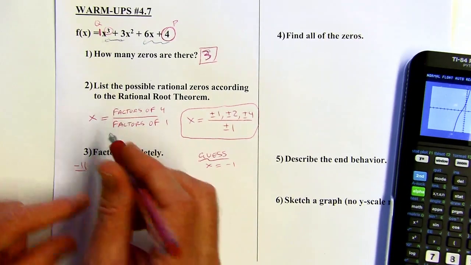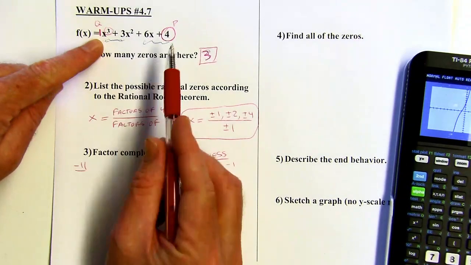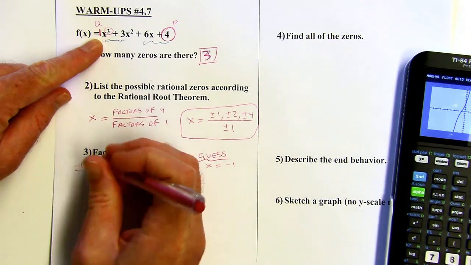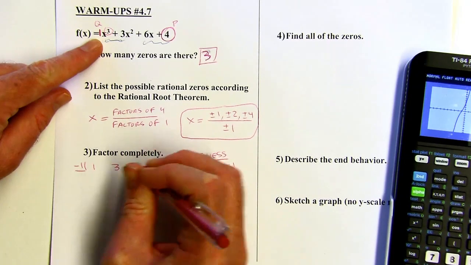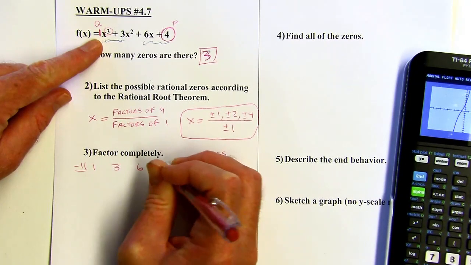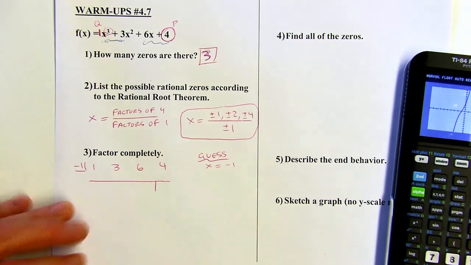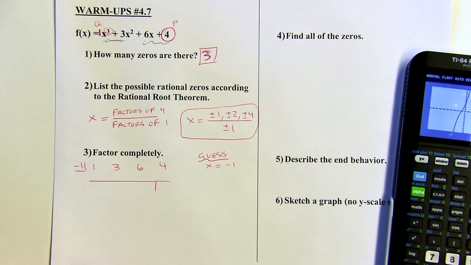I'm going to do this with synthetic division. I'm checking there's no missing terms here. It's x to the third, x squared, x to the first, and a constant. So I'm just going to pull out the coefficients there, okay? And then I'm going to do the synthetic division and see if I get a 0 remainder.